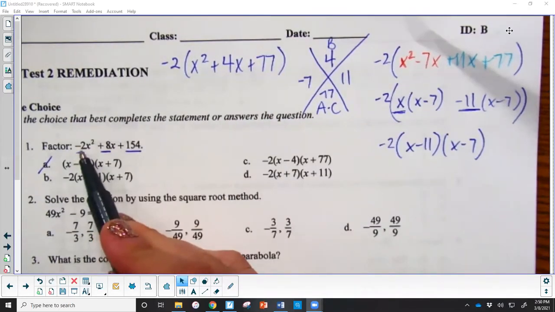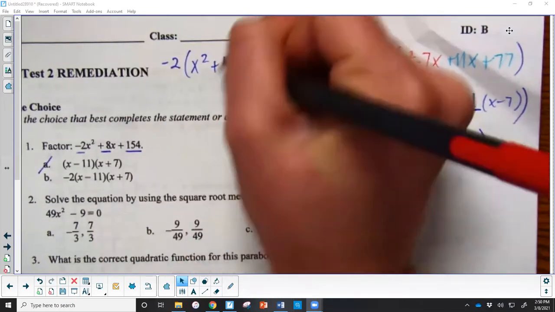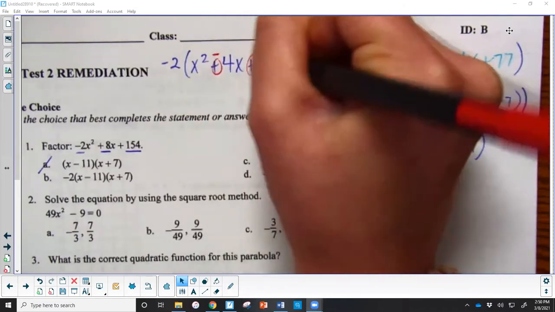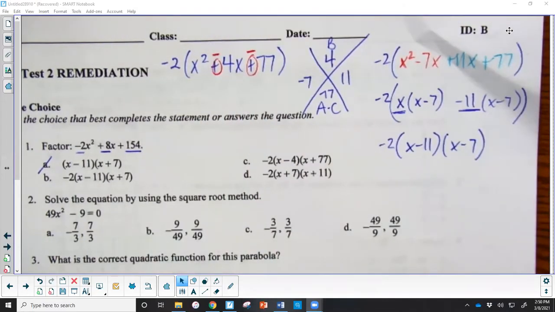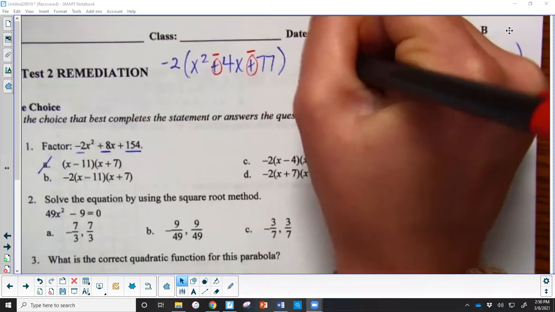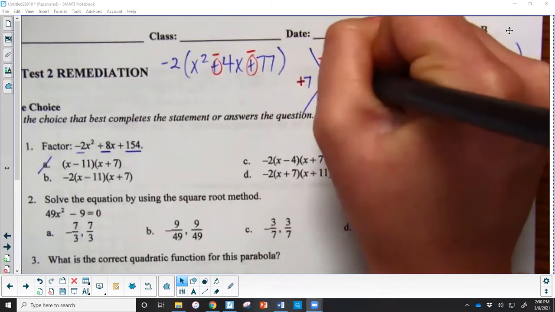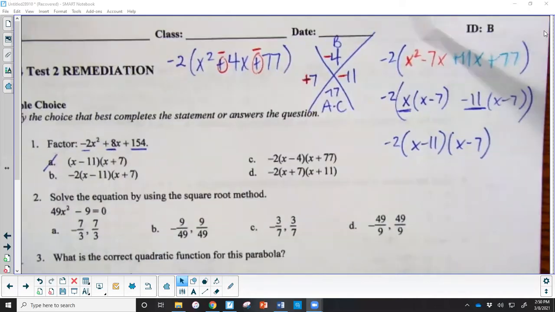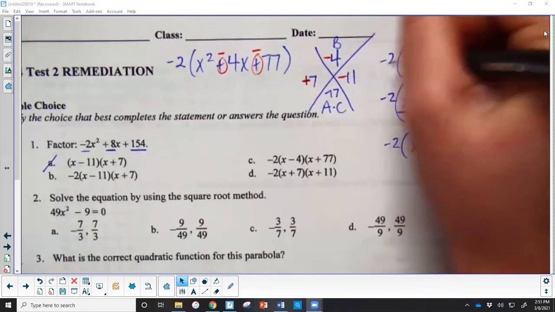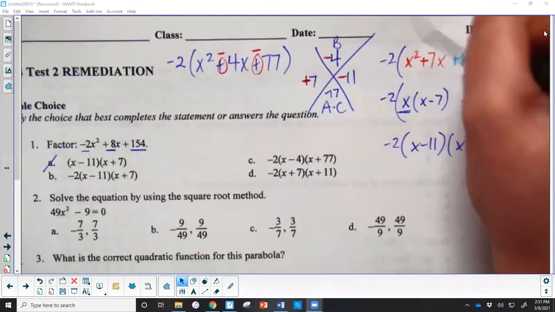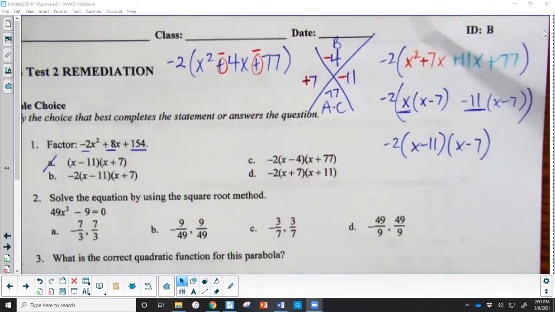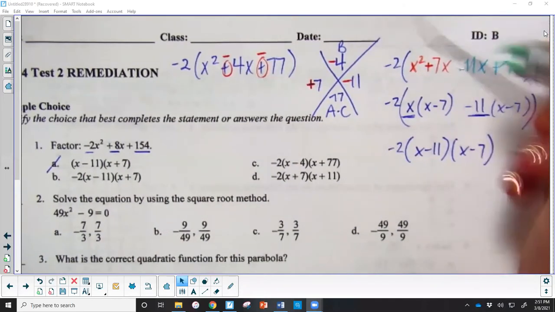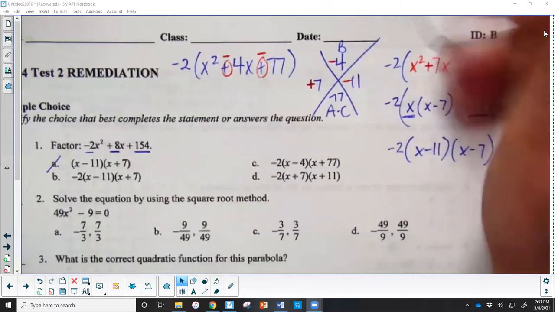Here, if I factored out a negative 2, that also means that this needs to be negative and this needs to be negative. Meaning, this should have been negative 4, positive 7, and negative 11. Let's go ahead and just reset. So this should be positive 7x, and this should be negative 11. See, you guys, this is why you always need to double check yourselves. This should be negative 11.